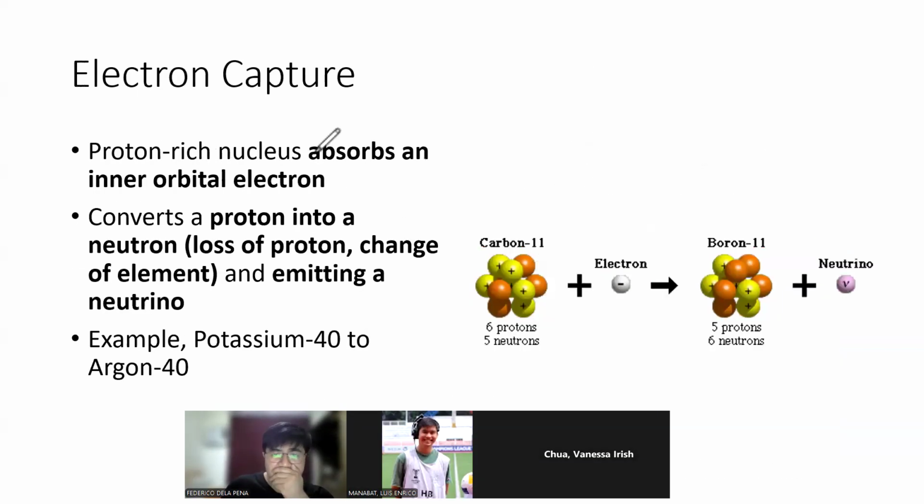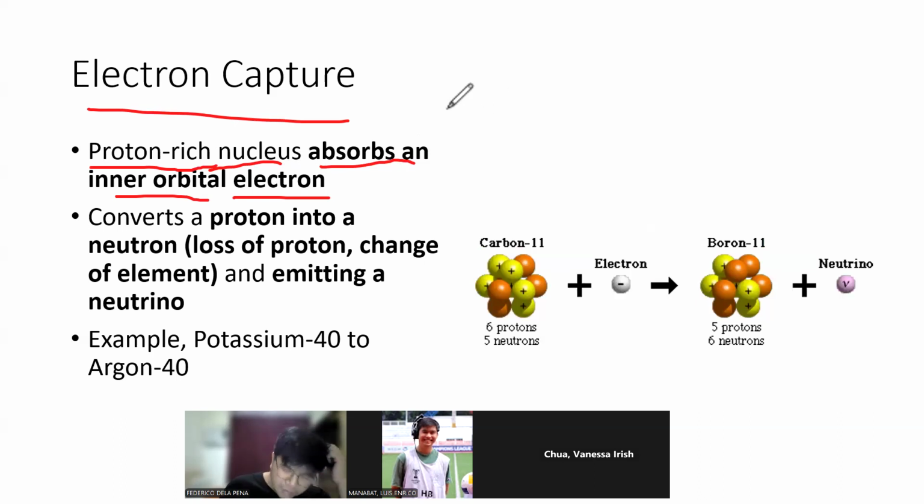Okay, finally we have electron capture. What happens here is your nucleus, a proton-rich nucleus, absorbs or cannibalizes an inner orbital electron. A nucleus that has a lot of protons has an excess positive charge, so it will tend to cannibalize an electron in order to stabilize.